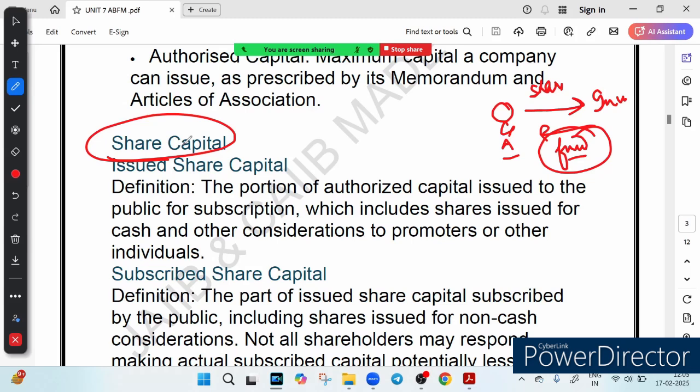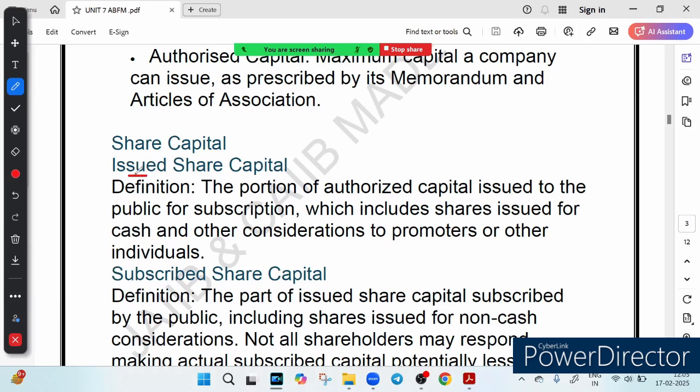Now let's break it down into different types, simply. What are the different kinds of share capital? The first type is called issued share capital. So friends, now let's first understand the meaning of this so-called issued share capital.